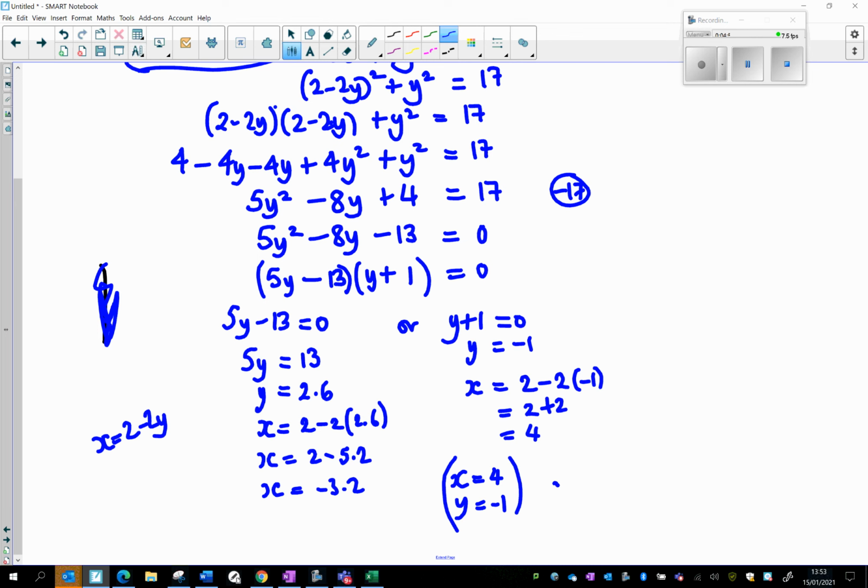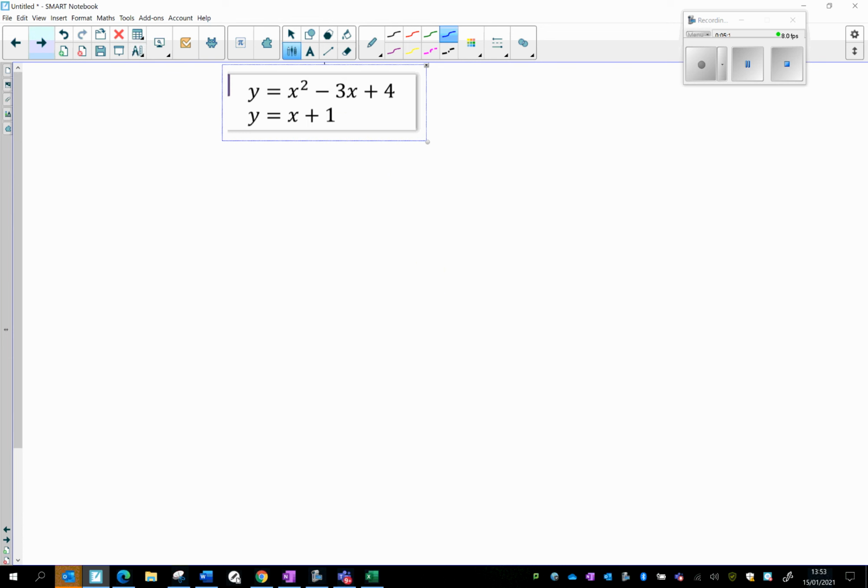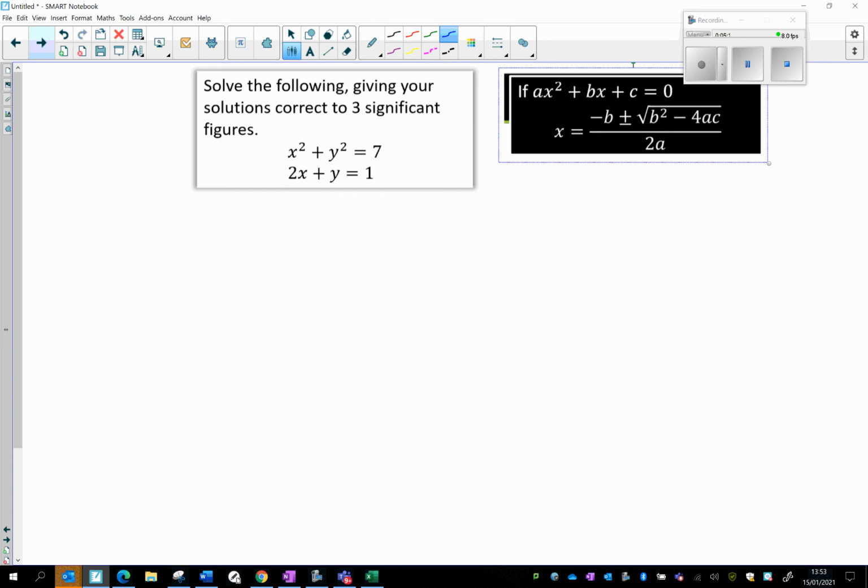Okay, that's one pair of solutions. My other pair of solutions, x equals minus 3.2, and then y equals 2.6. Okay, right. I'm going to do one more now. I've only got time, I think I'll skip that one. I'm going to go straight to this one here.